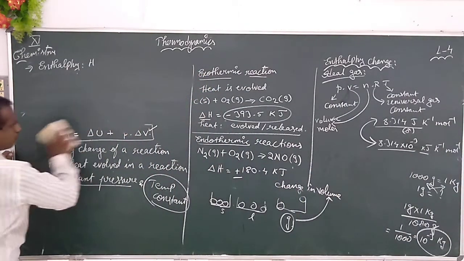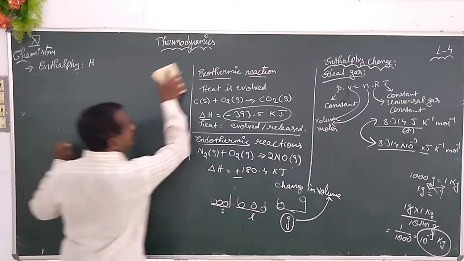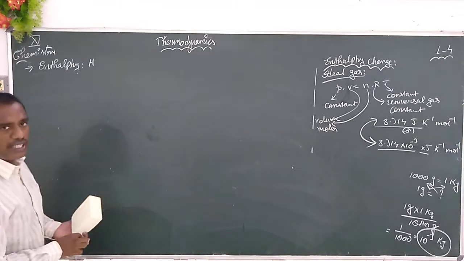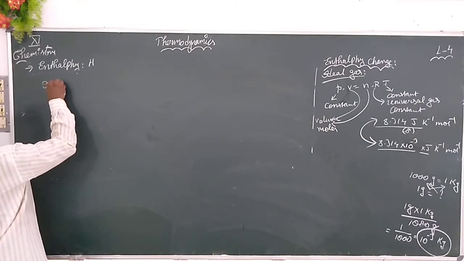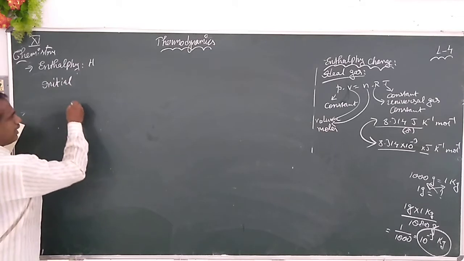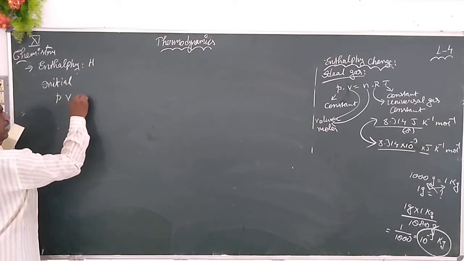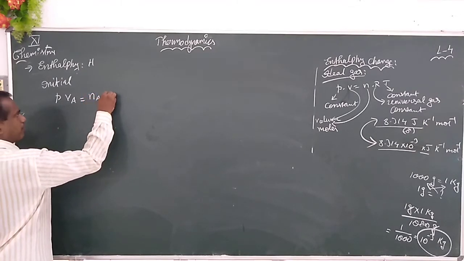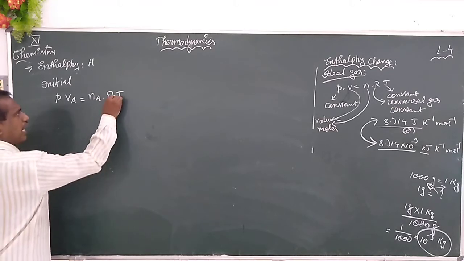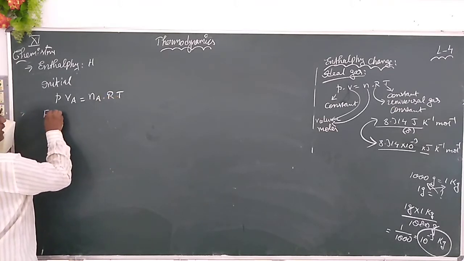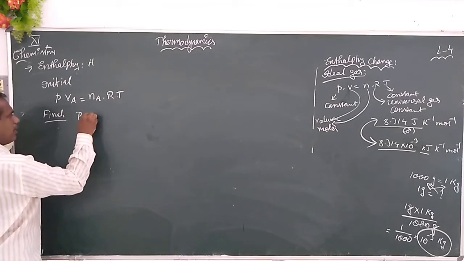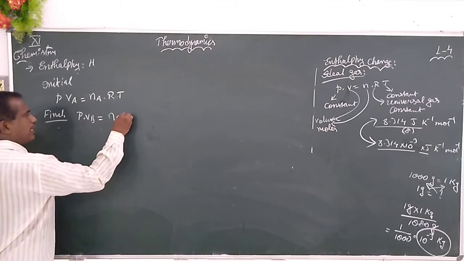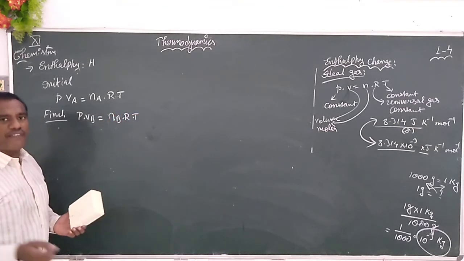Analyzing this reaction, let us assume that initially, at the start of the reaction, the volume is VA, or you can write V1, and the number of moles is Na, or N1: P into V1 equals N1 into R into T. And at the final stage of the reaction, P into Vb, meaning final volume, equals Nb into R into T, the number of moles at the final stage.